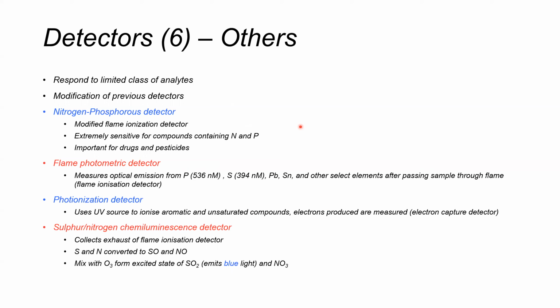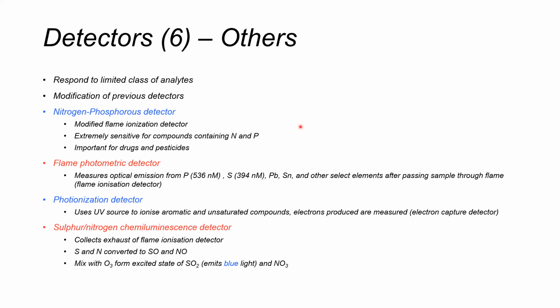Flame photometric detector, so this measures the optical emission from phosphorus, sulfur, lead, and tin, and other select elements after passing the sample through a flame. So this is also a modification of a flame ionization detector. Photoionization detector uses a UV source to ionize aromatic and unsaturated compounds. Electrons are measured using an electron capture detector.